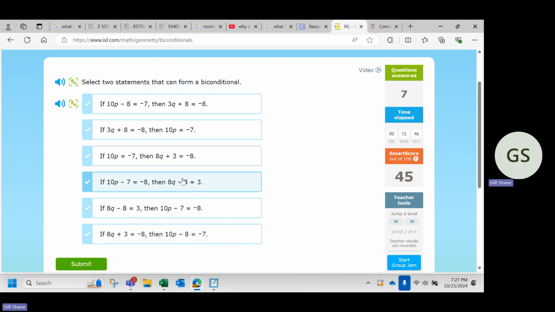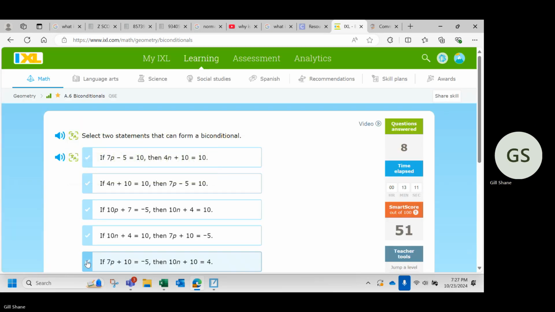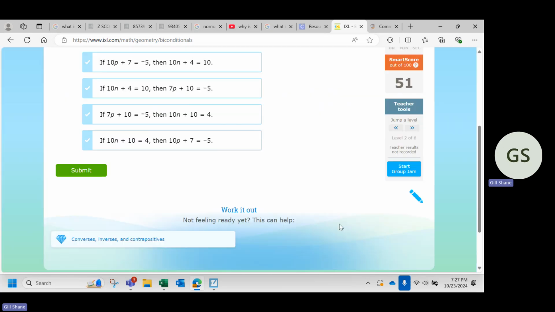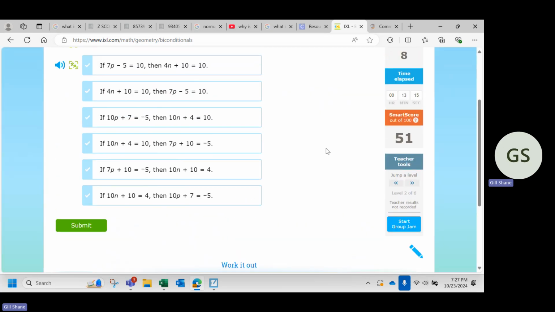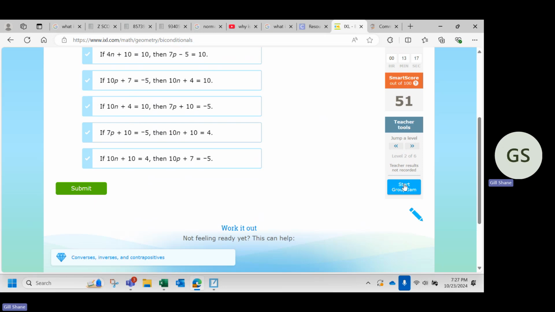So I keep moving. So 8q subtract 8 equals 3 has to be at the beginning. Well, there's 8q subtract 8 equals 3. So this would need to be at the front for these to be converses. 10p subtract 7 equals negative 8. Sure enough, there we go. So this is the original, and then that would be its converse. That's the answer. All right, so that's how you do those. So that's one of the biconditional types of questions that'll be on there.